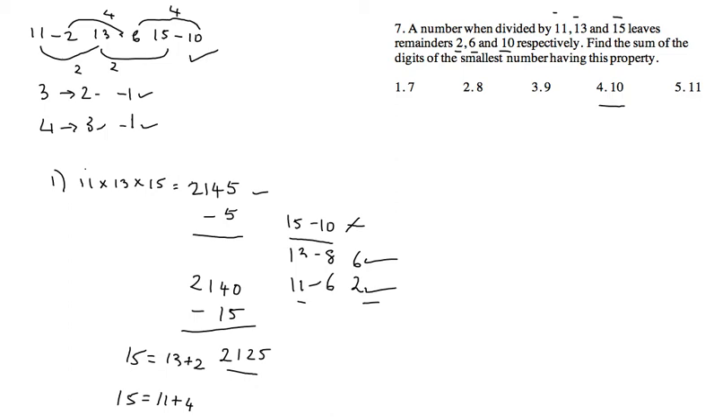And I want the condition of remainder 10 with respect to 15 to be satisfied. So I subtract 5 and I get 2140, right? Now 2140 itself leaves these remainders: 10 with respect to 15, 8 with respect to 13, 6 with respect to 11. To drop 8 by a 2 and to drop 6 by a 4, I need to subtract a 15, right? And that is going to be our answer for the number. You have to do one more step, find the sum of the digits, and the answer is 10.